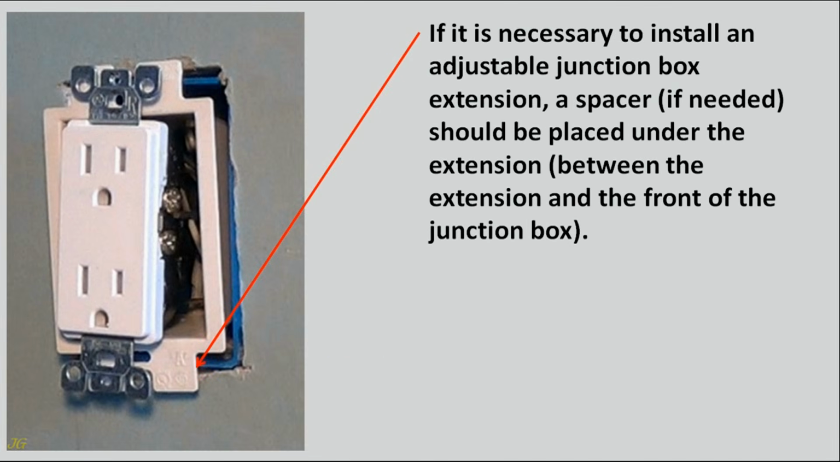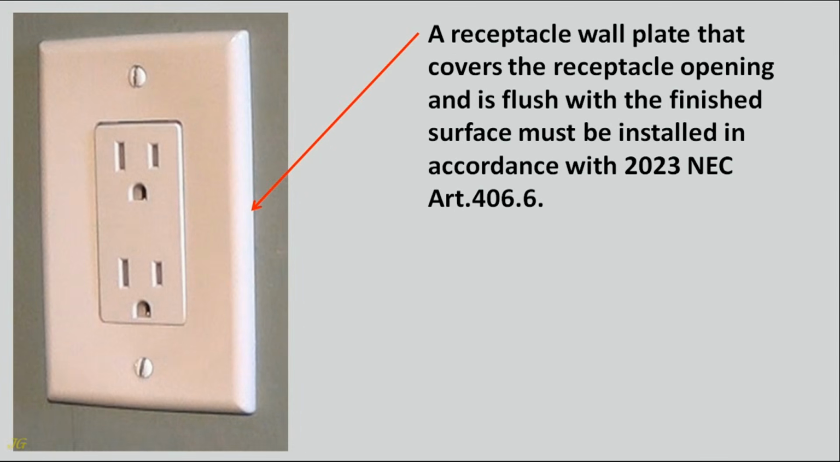If it is necessary to install an adjustable junction box extension, a spacer, if needed, should be placed under the extension, between the extension and the front of the junction box. A receptacle wall plate that covers the receptacle opening and is flush with the finished surface must be installed in accordance with 2023 NEC Article 406.6.